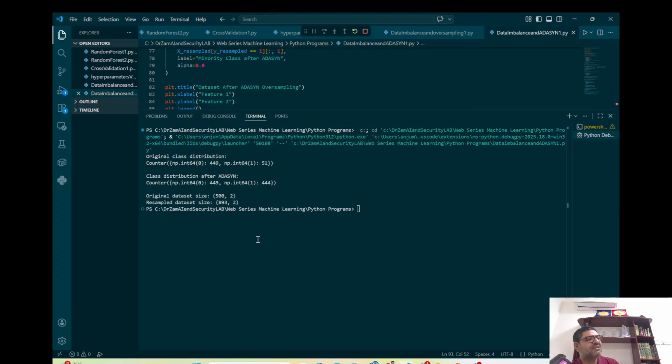When I close this, it gives me the original data size, which was 502, and then the resampled data size is 893. The original data had about 500 total values, because it was 449 and 51. Then with the adaptive sampling technique, the resampled data became 893, with 449 and 444. So that becomes 893 in total. So this is how it is.